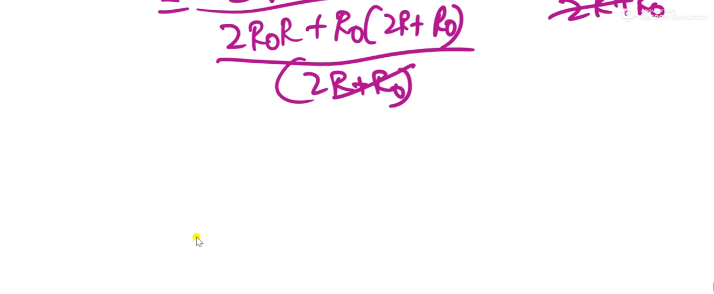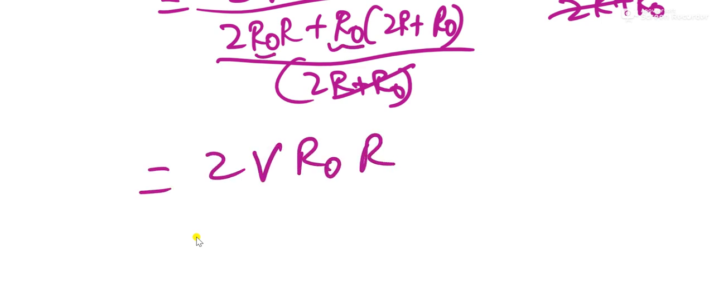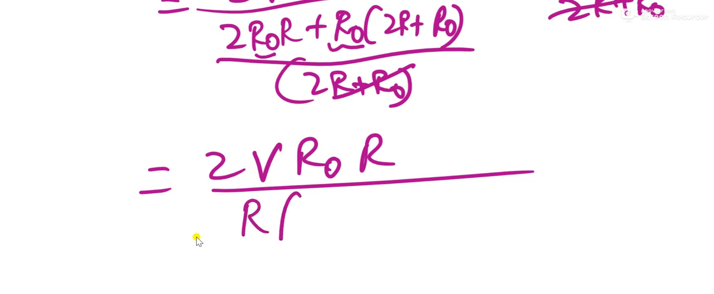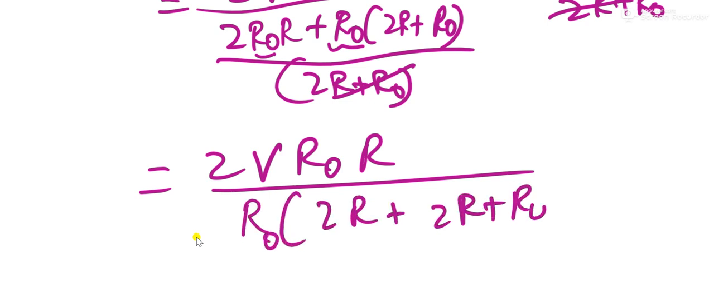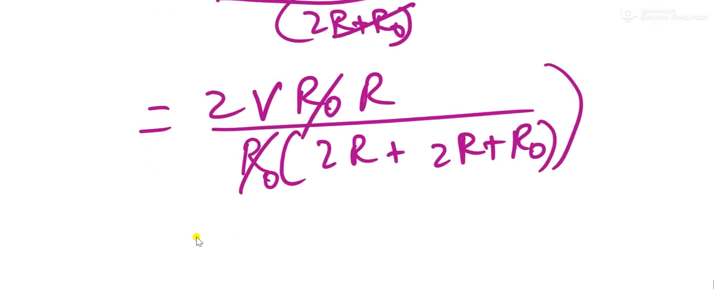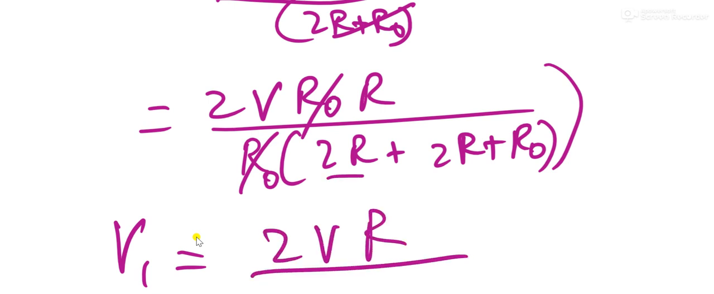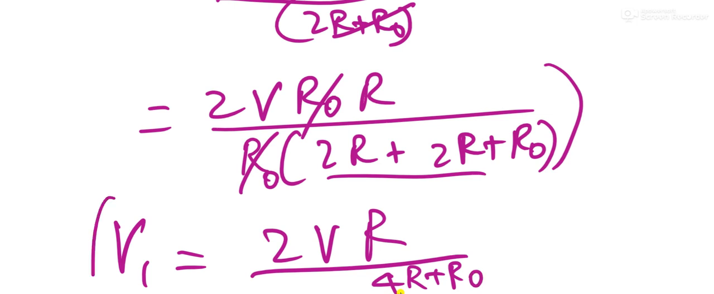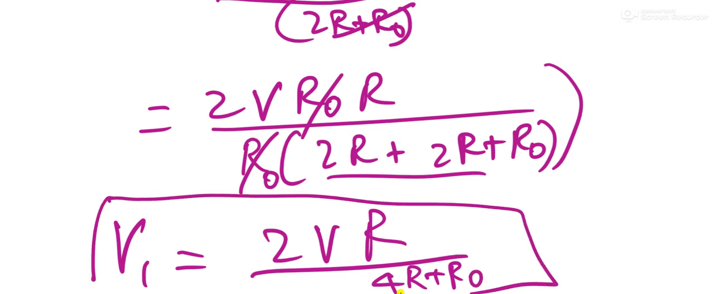R naught you can take common outside. 2V R naught R is the numerator. R naught you can take common outside, 2R plus R naught. Now R naught gets cancelled. Finally, the voltage across the R resistance is going to be 2VR divided by 4R plus R naught. This is the voltage across the R resistance.